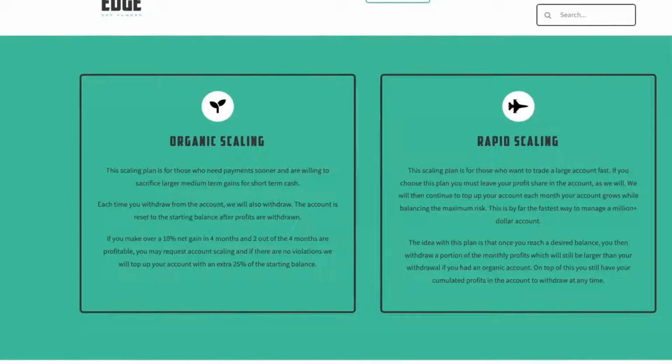Or if you choose the rapid scaling, then there is no minimum target. As long as you're in profit and you keep your profits in the account, we'll keep our profits in the account and we'll continually add to that very quickly. So your account can scale very rapidly. Funnily enough, that's why we called it rapid scaling.